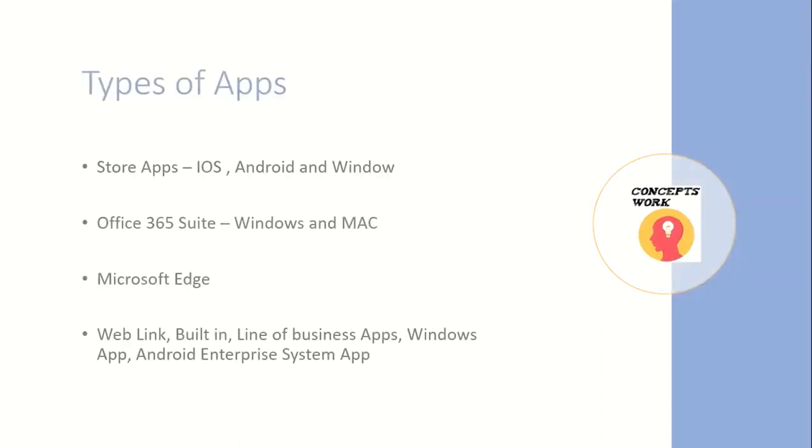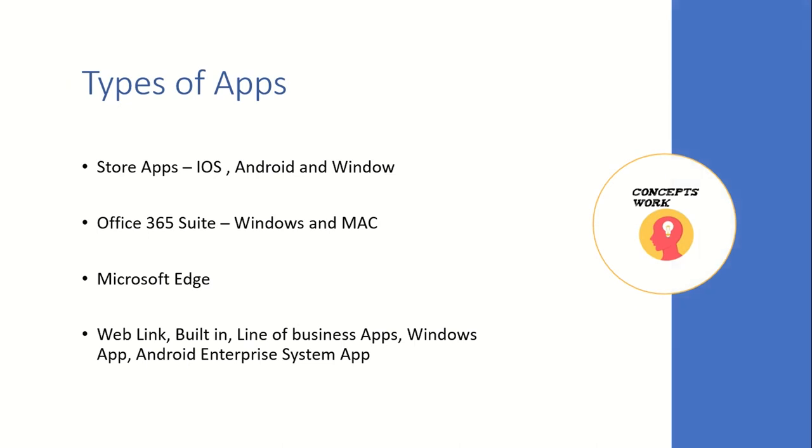Now let's proceed by knowing what are the types of applications that can be deployed. The first category is store apps that has been scoped to three different platforms: iOS, Android, and Windows. Then we have Office 365 suite that can be deployed to either Windows or Mac. We can also choose Microsoft Edge to be deployed through Intune for different set of users. And lastly, we have web links, built-in apps, line of business apps, basically your in-house developed apps, then Windows apps and Android enterprise system apps.